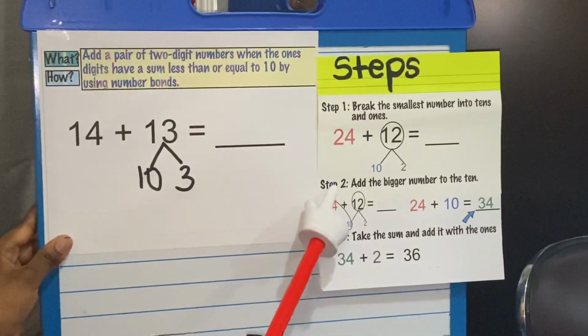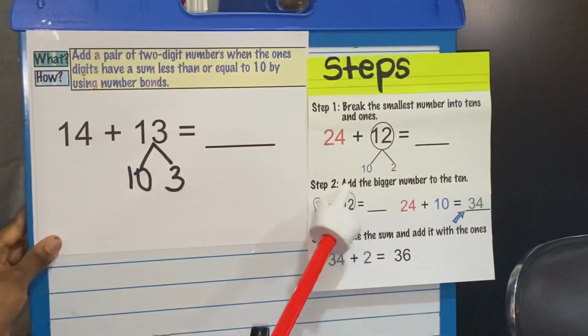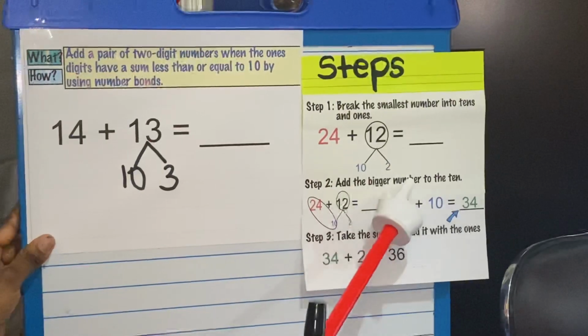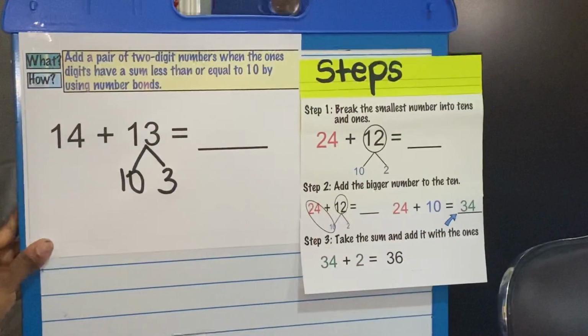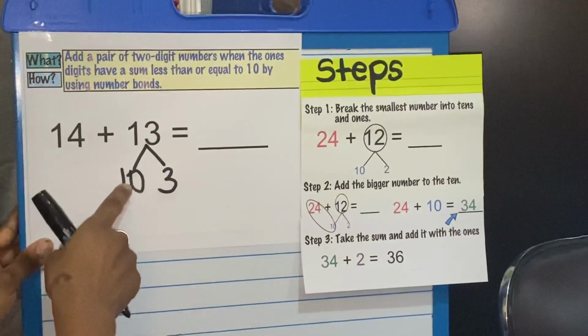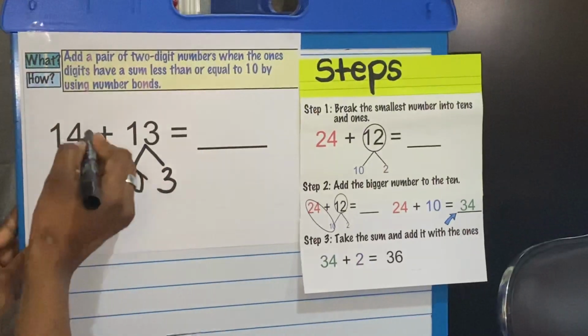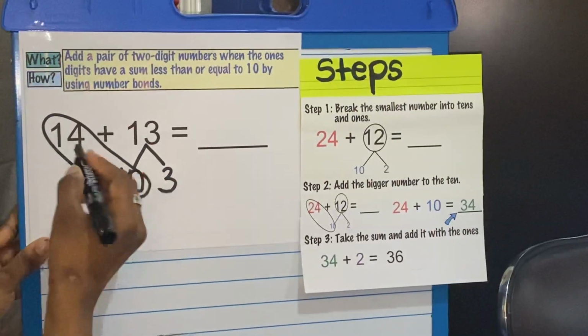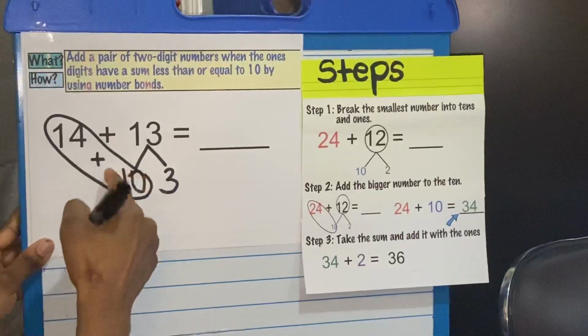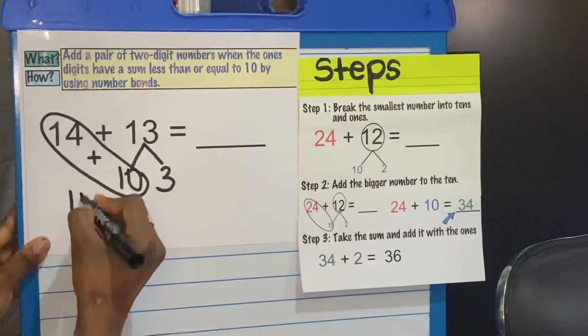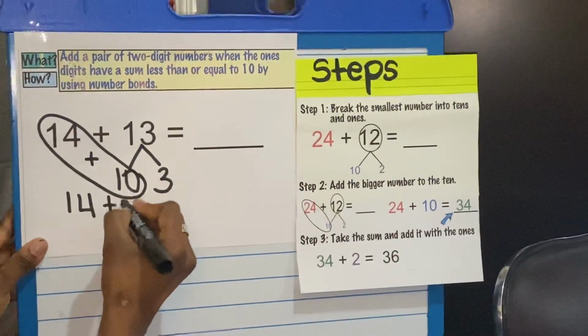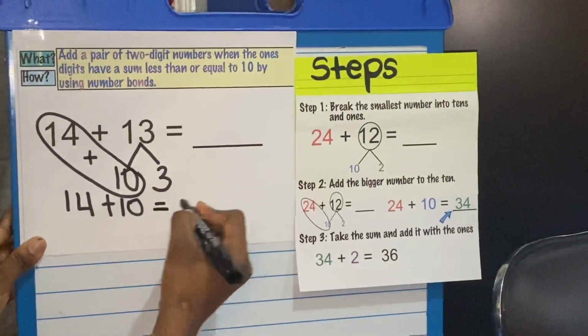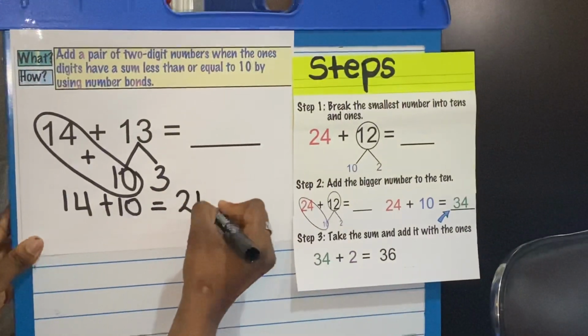My next step is step 2. I'm going to add the bigger number to the 10. So I'm going to take 14 and add it to the 10. So 14 plus 10. 14 plus 10 equals 24.